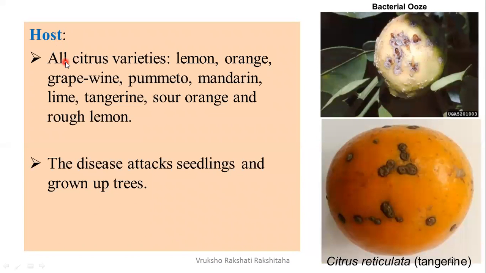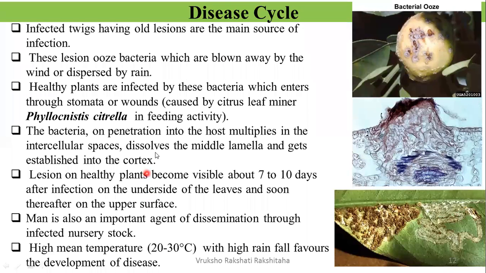The host. All the citrus varieties, that is lemon, orange, grapevine, pimento, mandarin, lime, tangerine, sour orange, and rough lemon, are the hosts for this bacteria. The disease attacks the plants of citrus both in the seedling stage as well as the grown up trees.